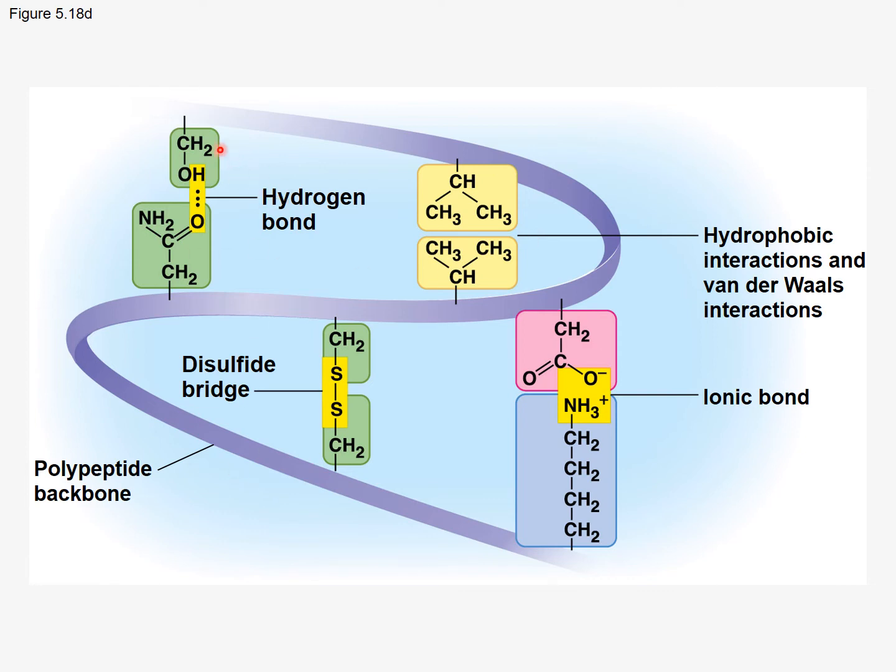Again, there can be hydrogen bonds, hydrophobic interactions or van der Waals interactions, and disulfide bonds, which occur between cysteines. This is a covalent bond, and then, of course, ionic bonds. It could be different combinations of these that occur. And it's going to occur within the strand because, again, we're talking about tertiary structure. This is only one single strand here.